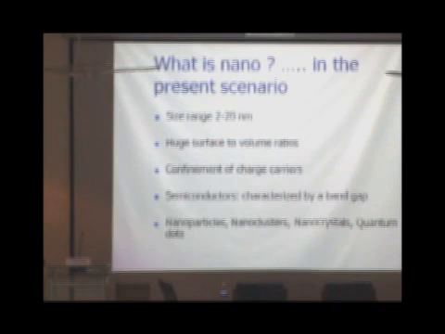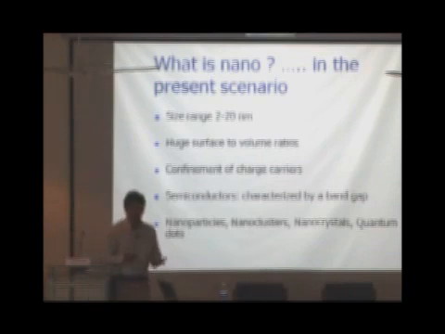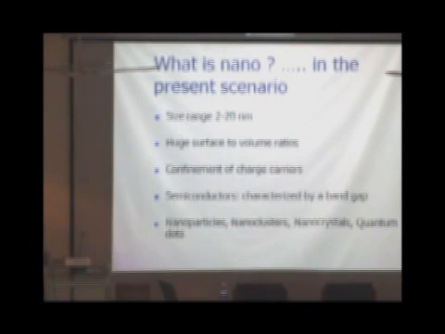Of course, they have a huge surface to volume ratio. And because they have a huge surface to volume ratio, typically a 1 nanometer particle is completely surface, there's nothing like a bulk. So a lot of properties, and in particular luminescence, is governed by the surface atoms. We'll have one of these examples in today's presentation.